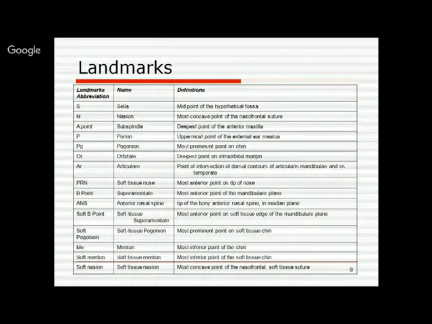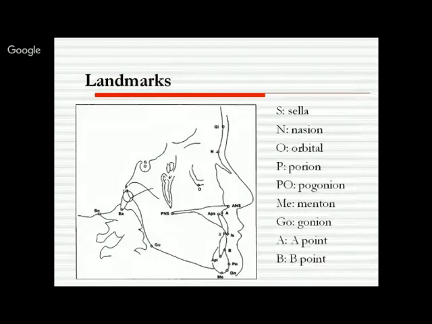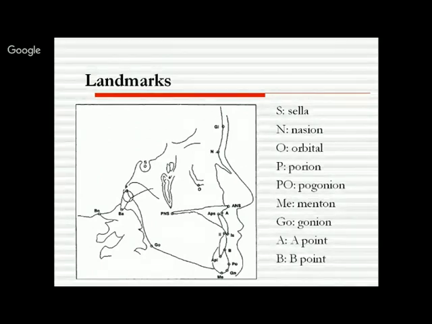How do we know them? How do we find them? These are the landmarks on the territory of your face, inside and outside, both. Some of them are visible here. If you can read it, they are named like letters: S for Sella, N for Nasion, O for Orbitale, P for Porion, Po for Pogonion, Me for Menton. This is terminology. A for A point, B for B point, like that. Some of these landmarks are shown. They are located on the geography, or territory, if I call that, on your lateral X-ray.